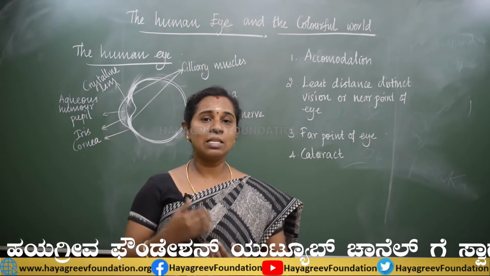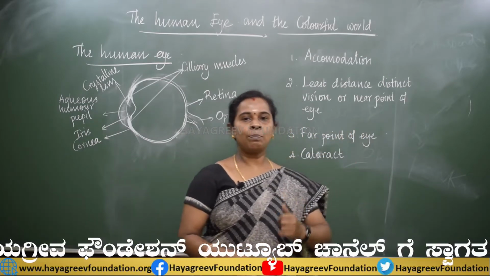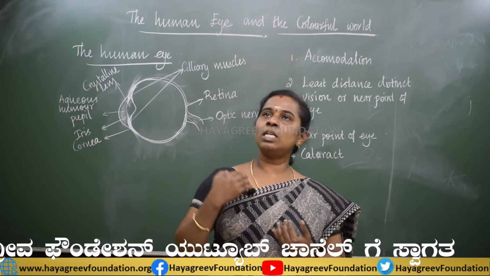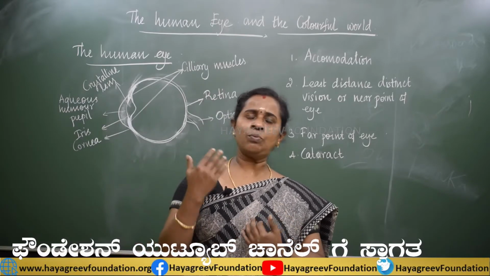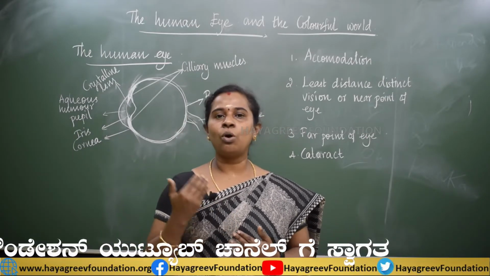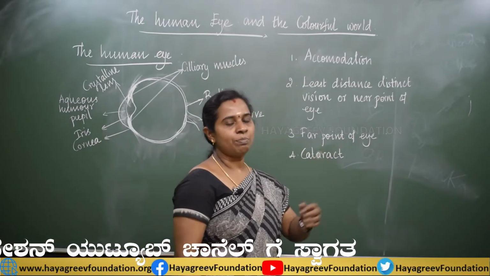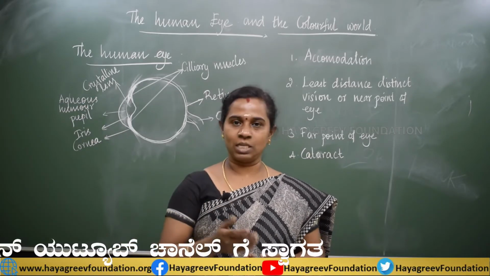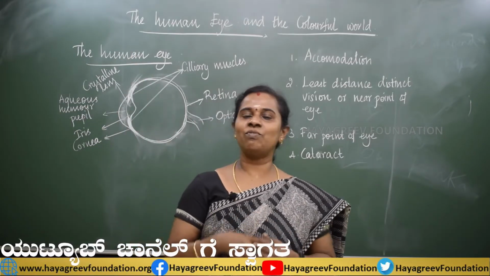Like that, the least distance of distinct vision has one more name: the near point of the eye. The near point of a normal human eye is 25 centimeters. Next, when we see long distance objects like stars, planets, satellites, whatever very far objects we can see, the maximum distance at which we can see clearly is called the far point of the eye. For a normal adult eye, the far point is infinity. Infinity means up to whatever distance we can see, we can see objects very clearly.